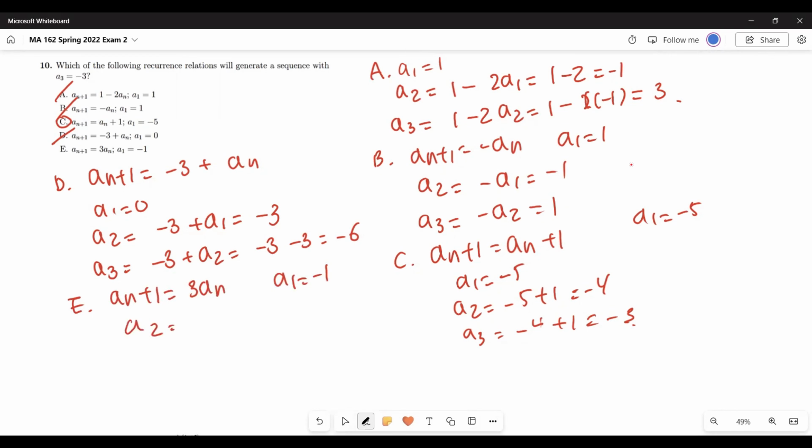So a2 would be 3a1, so this would be 3 times -1, so -3. a3 would be 3a2, 3 times -3, so this is negative 9, so this is also not the right answer. So by just plugging in the numbers, you get the answer C.